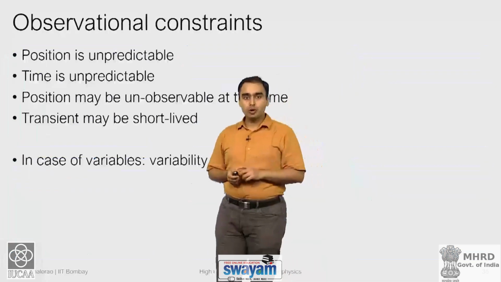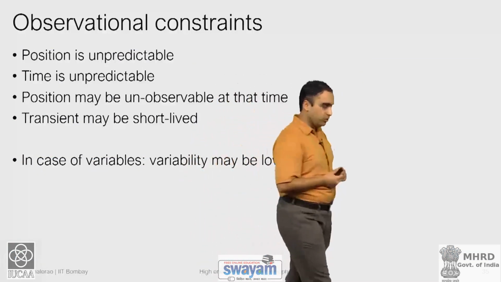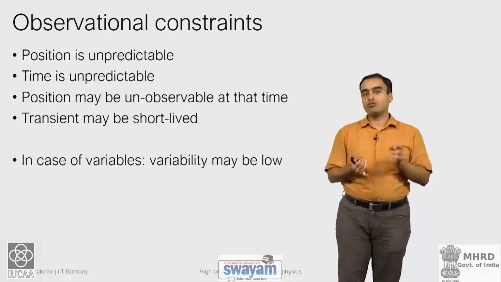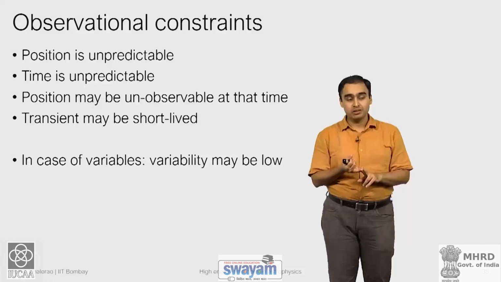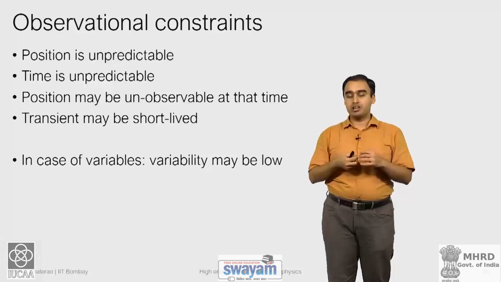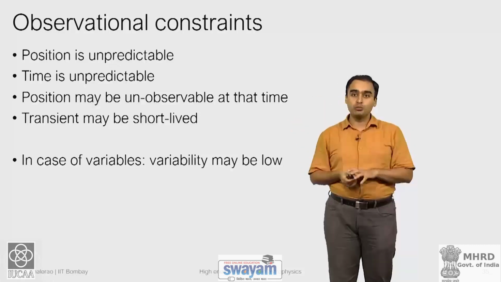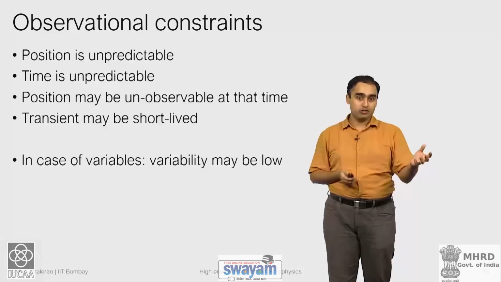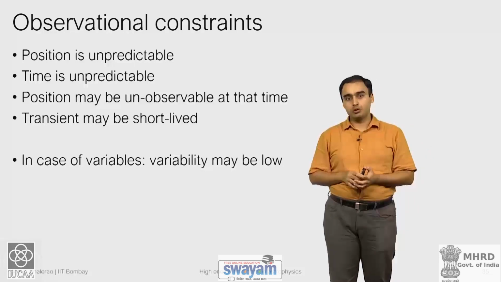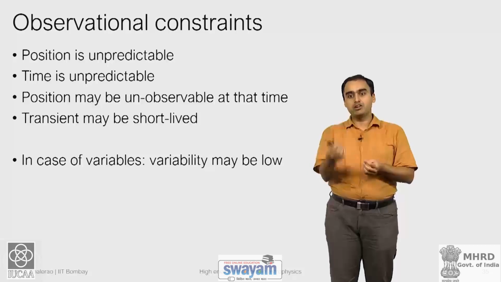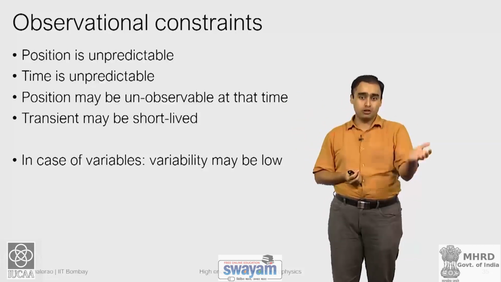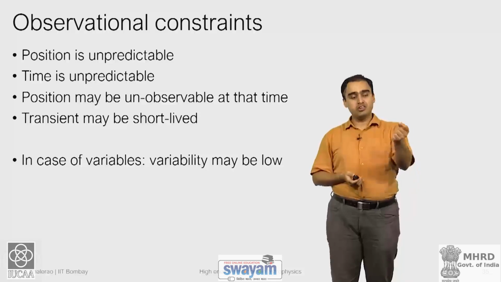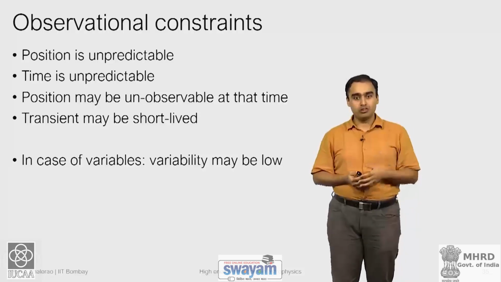But for all of these properties there are some problems, and the problems are that we do not know when the transient is going to happen, we do not know where on the sky it is going to happen. Not only that, even if a transient does happen, that position might not be observable by you at that time, as happened with AstroSat for GW 170817. The transient itself might be short lived. So, 300 seconds later, when AstroSat got into a position where it could have seen it, the transient itself lasted for a fraction of a second. So, we could not see it.